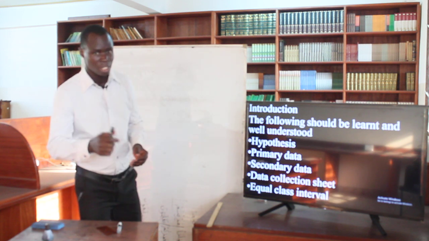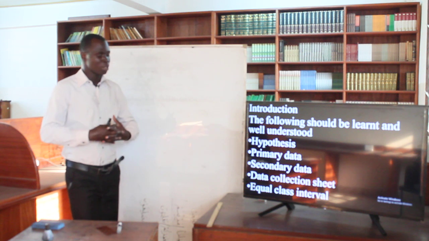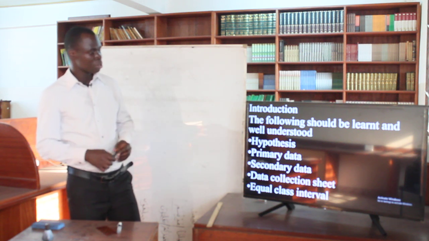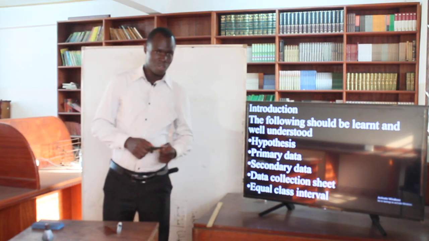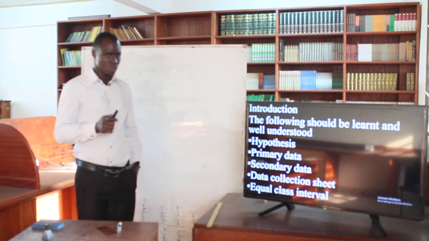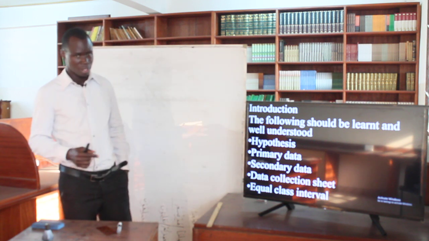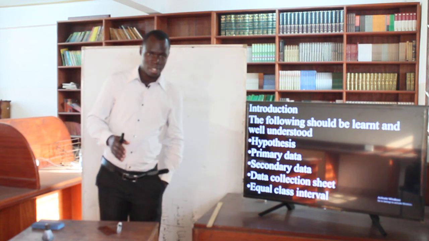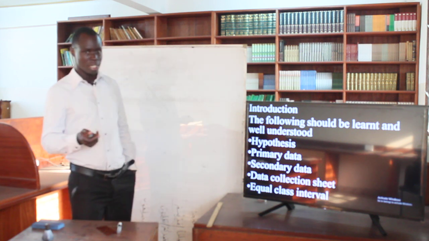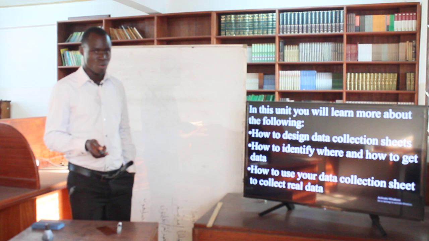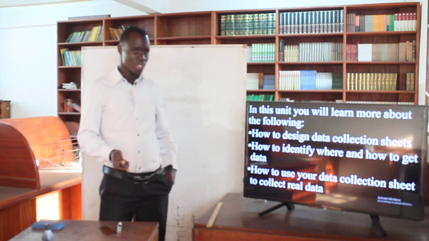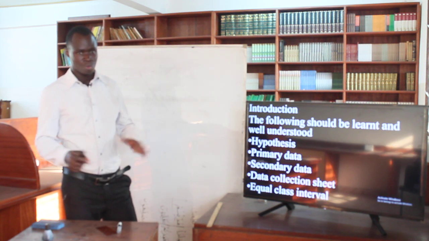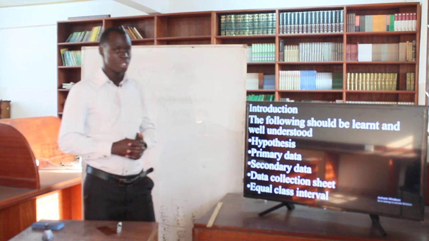Now, the following should be learned and will be well understood by the end of this lesson. You should be in a position to know what hypothesis is, what a primary data is, what a secondary data is, data collection sheet, equal class interval. So these are some of the things we really need to know by the end of this lesson.